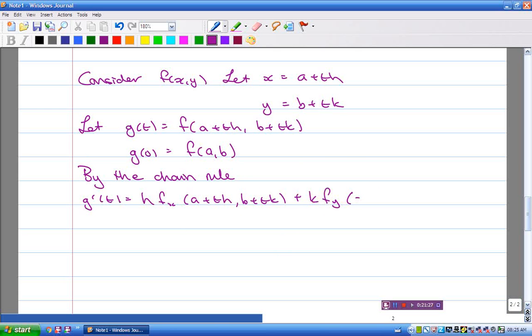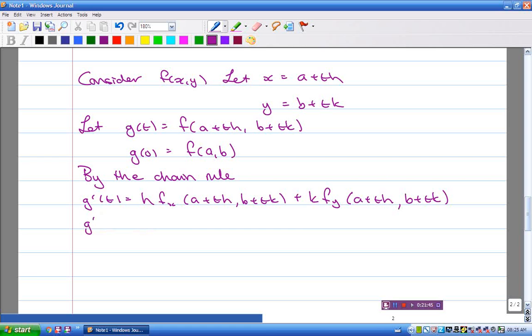This is chain rule. I'm differentiating with respect to t, so it means I need to differentiate with respect to x and then times by dx by dt, plus differentiate with respect to y and then times dy by dt. dx by dt is h, dy by dt is k.